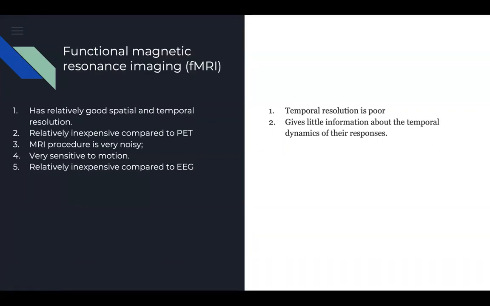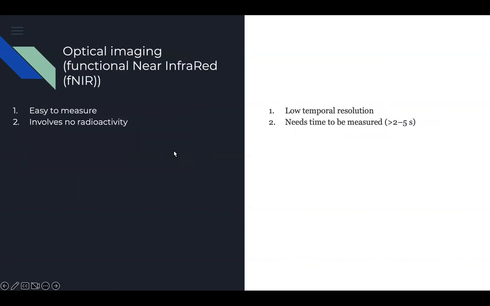Next topic is fNIRS. It measures the values in the form of light reflections in the brain, but still, this one is also not recommended by the researchers, as you can see, because of low temporal results.